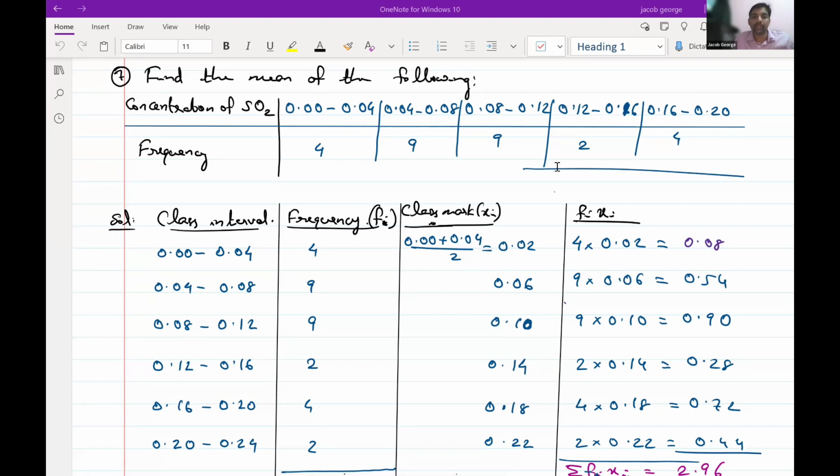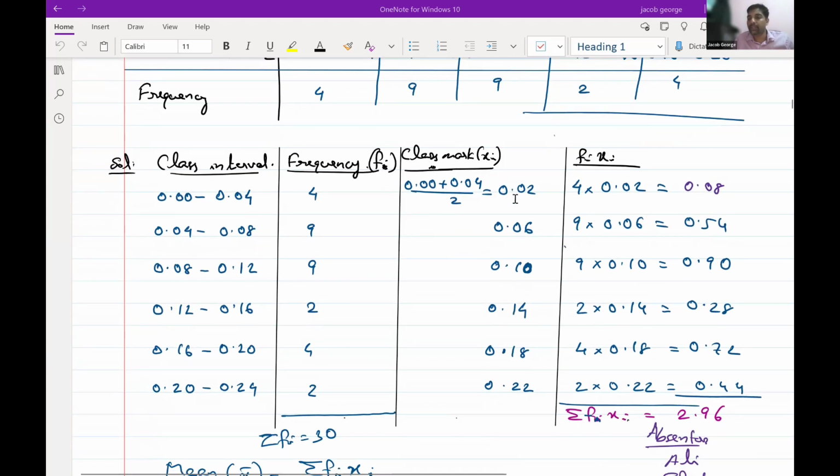So xi we find, and then fi xi we have to multiply. You will add them, and we get sigma fi xi divided by sigma fi. So this way we can calculate it.